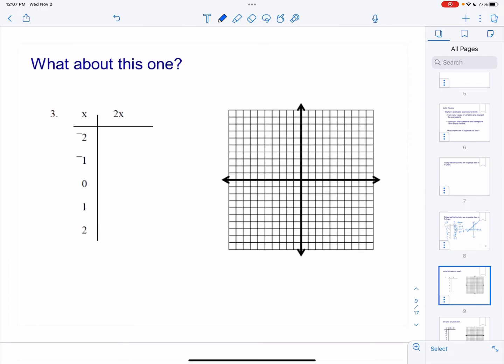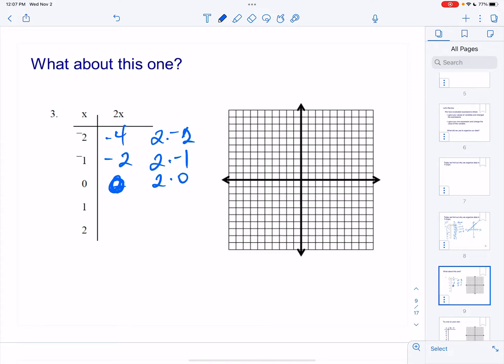Here's number 3, okay, off of your homework. Now this particular one just said 2 times x. So that's exactly what we're going to do. 2 times x. And then this first time, the x is -2. So 2 times -2 gives me -4. Then I go to the next one. 2 times -1. Well, 2 times -1 gives me -2. And then 2 times 0 gives me 0, excuse me.